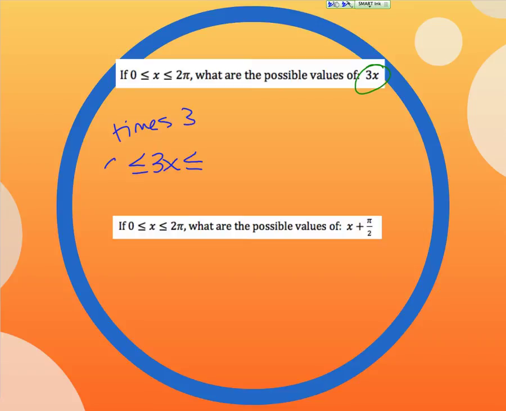Well, 0 times 3 is just 0. But what's 2 pi times 3? 6 pi. So if I had a problem that was like, okay, let's say it's tangent of 3x, I'd actually have to change my domain and find all of my answers there. So that gets a little bit funky as well.